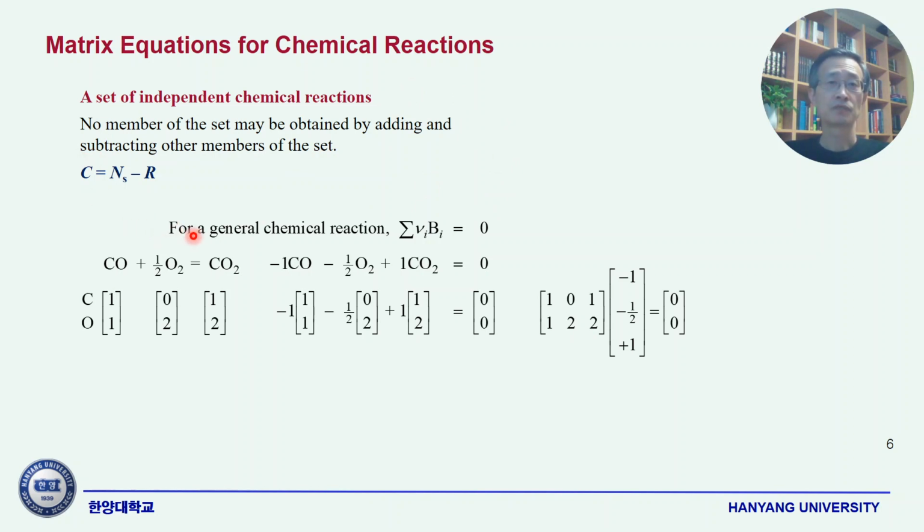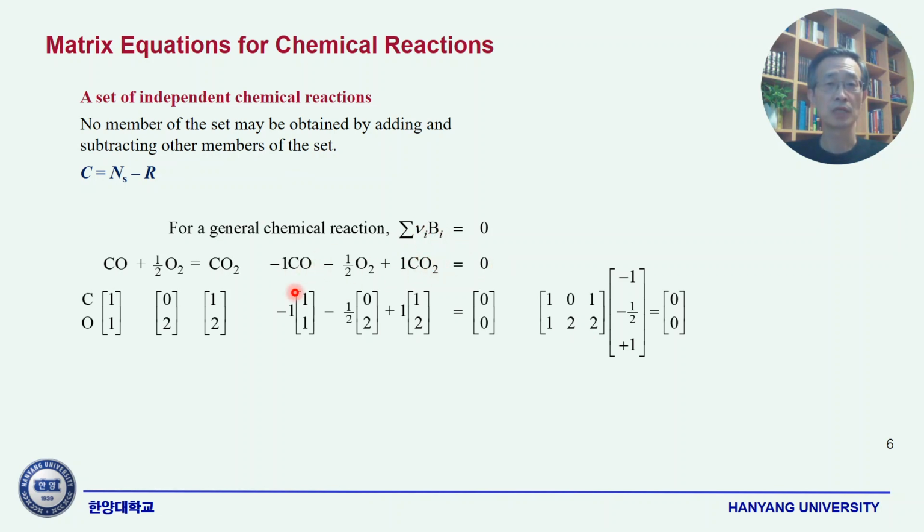So a general chemical reaction is written in this way: positive coefficient for the product, negative coefficient for the reactant. For example, in this case, CO plus half O2 equals CO2, carbon monoxide oxidation to carbon dioxide. We could write it in this form: minus 1 CO minus 1/2 O2 plus 1 CO2 equals 0. So the sigma nu_i B_i equals 0 form, just like this.